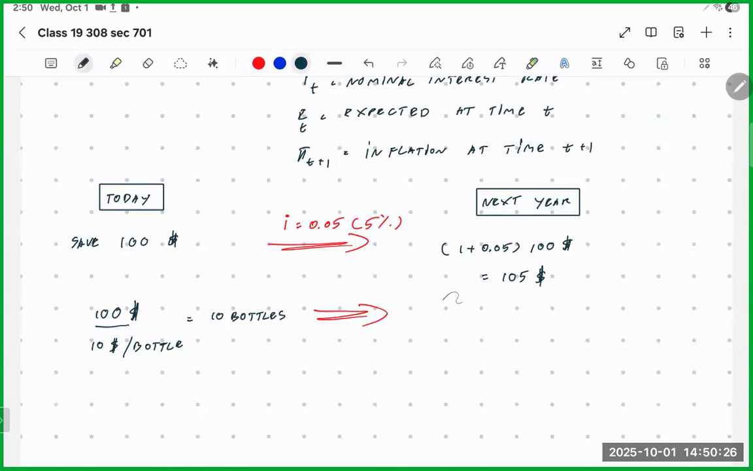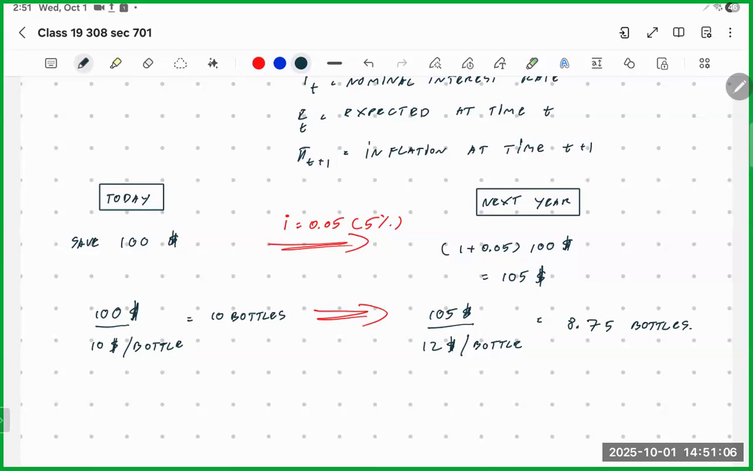However, next year the water may become more expensive, maybe 12 baht per bottle, let's say. So even though your money is increasing because of the nominal interest rate, your purchasing power actually decreases, because everything becomes more expensive. Even though your money increased to 105, because water became more expensive from 10 to 12, you can buy only 8.75 bottles of water. This is because of inflation.